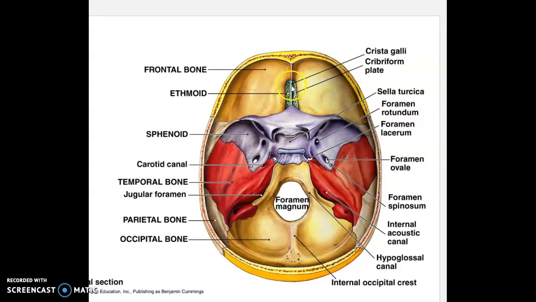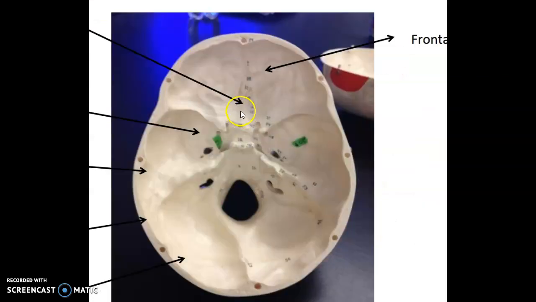So this crista galli kind of sits in a fissure between the two hemispheres, and the bulbs on the frontal lobe of the brain kind of fit over this, because of course smell is coming in through the nasal region, and then the nerves are running up through those little pit marks on the cribriform plates. So our ethmoid bone would be sitting right through here.